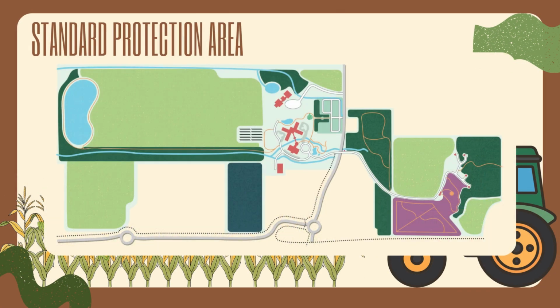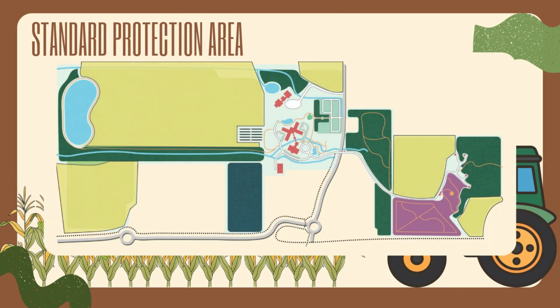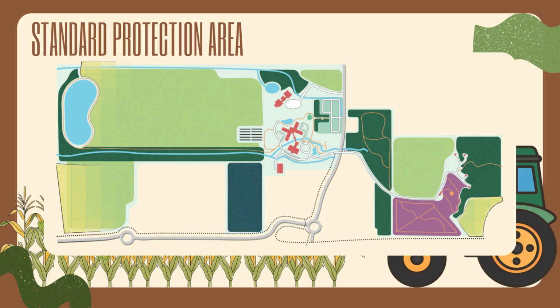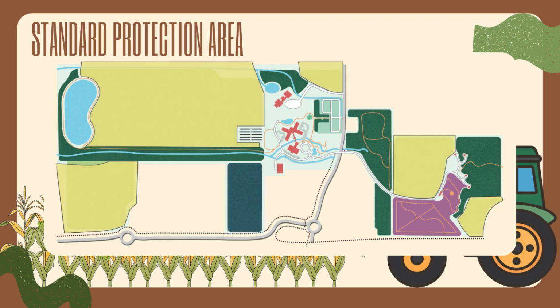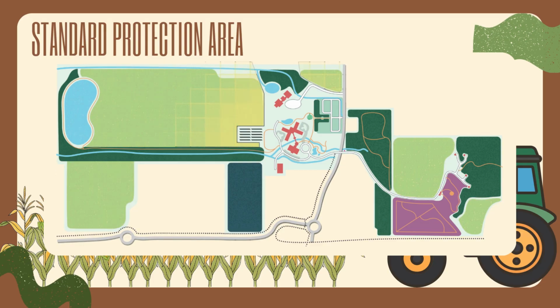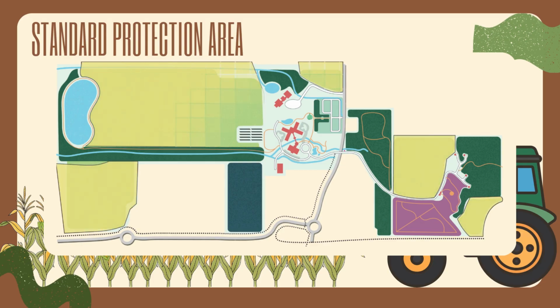The standard protection area is made up of locations that are primarily used for agriculture or forestry. The primary goal of this area is to promote good stewardship of the land so that it will always be able to support open space activities.